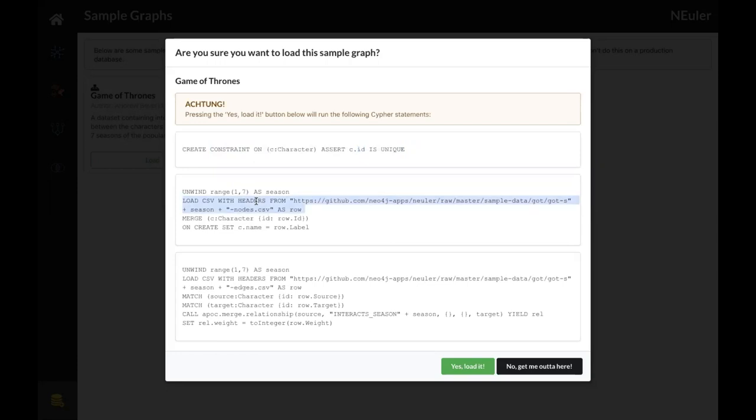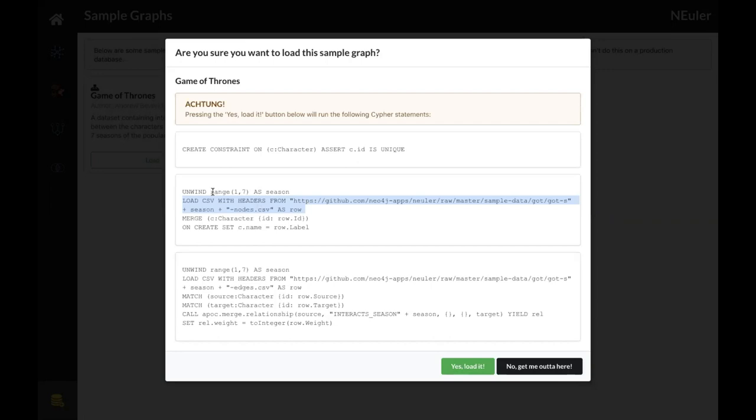The second query, if you know your Cypher, is a little bit more complicated, but not that much more. It's basically seven different LOAD CSV queries. LOAD CSV is a Cypher functionality that pulls a CSV file from somewhere, any URL, could be local or wherever. It works with those CSVs as rows and columns, and allows you to manipulate those rows and columns and transform them into graphs. That's what LOAD CSV does.